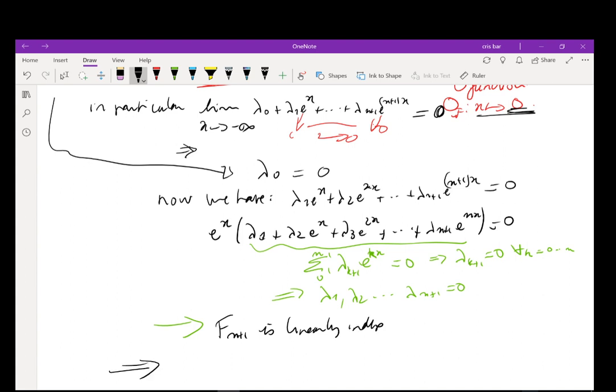And then we can conclude that this is true for all n, so the family e of nx for n in the set of natural numbers is linearly independent.